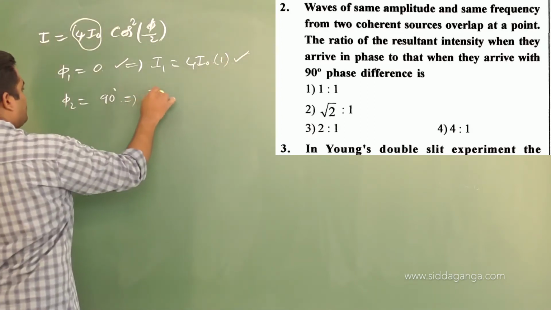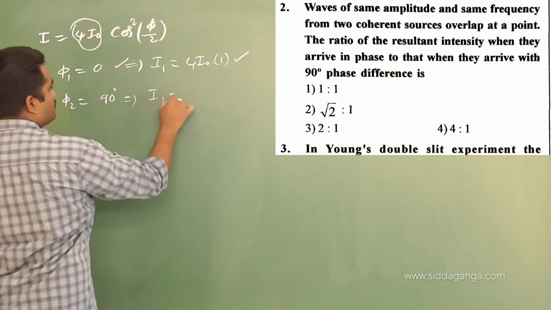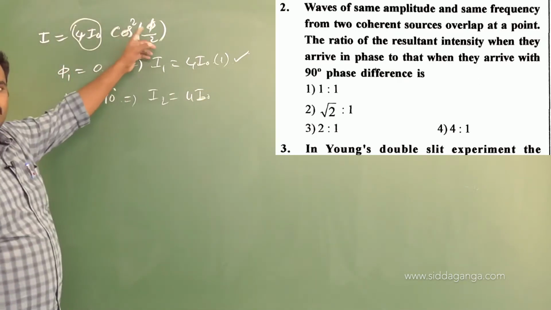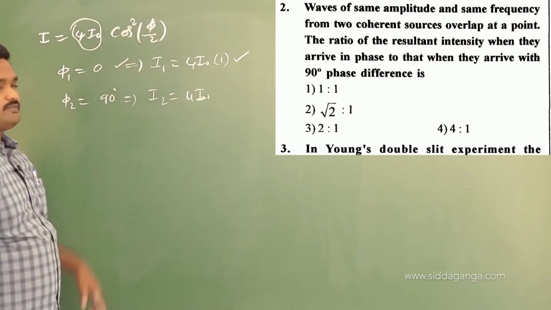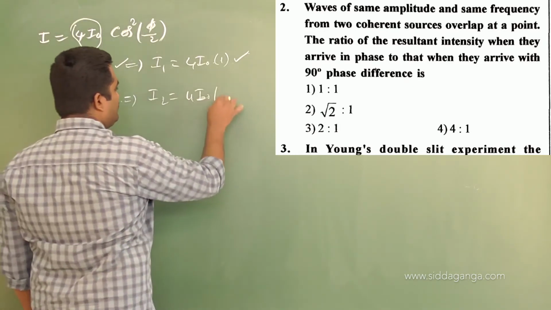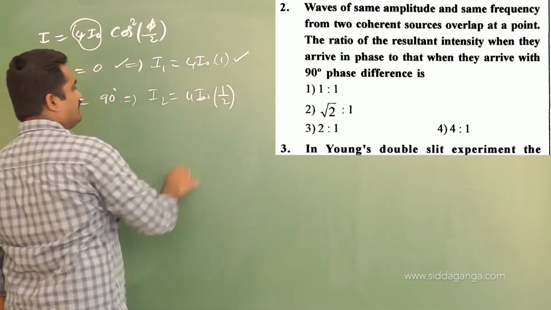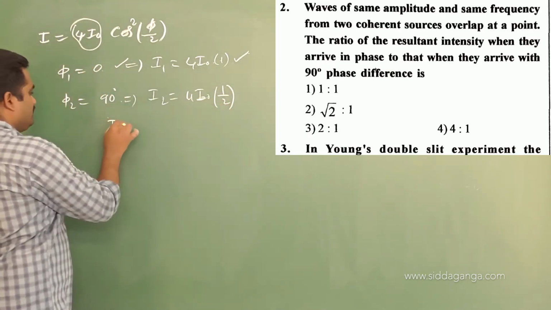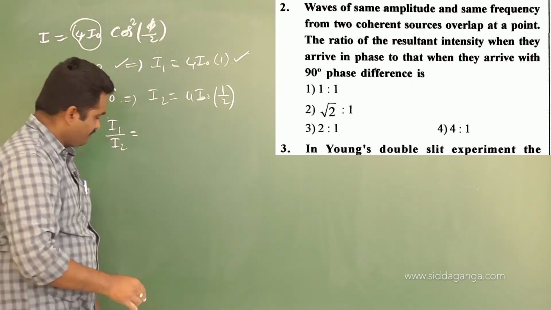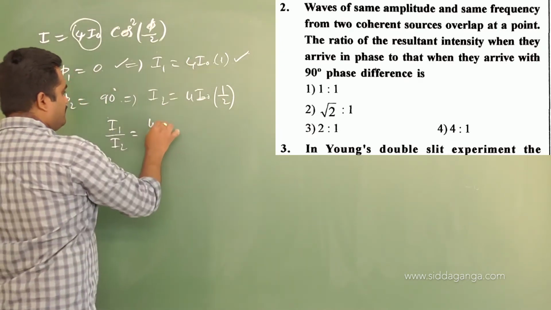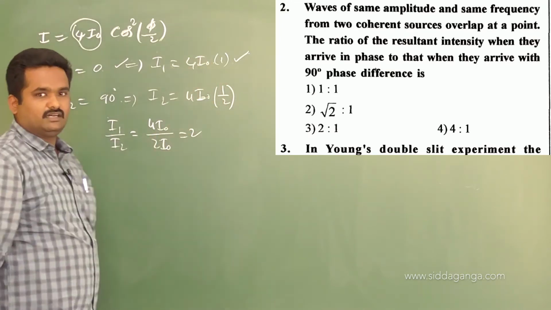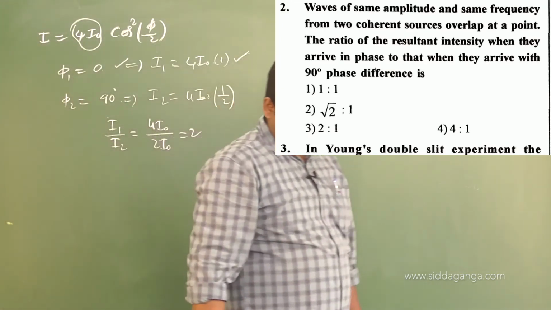And when they interfere with 90 degrees, I2 equals 4I naught into what? Cos square of 90 by 2, which is 45. Cos 45 is 1 by root 2, whole square is 1 by 2, so this is 2I naught. So the ratio I1 by I2 equals 4I naught divided by 2I naught, which is 2. The answer is 2:1.